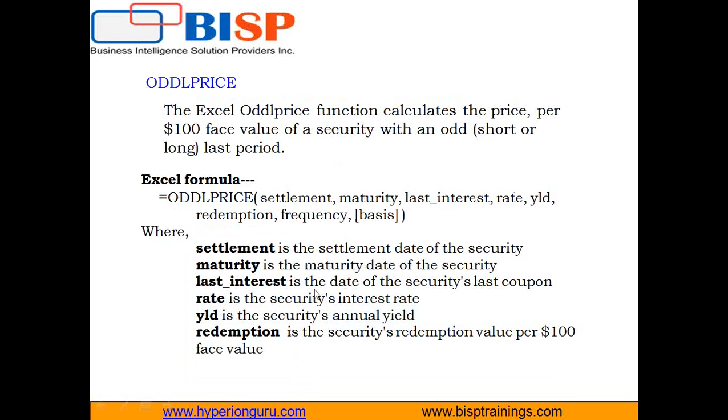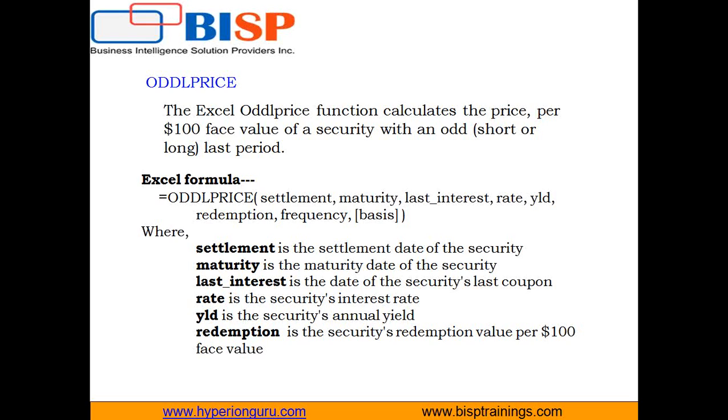The next function I am talking about is the ODDLPRICE function, and it is used for calculating the price of a security with an odd last period. Here L is for last period. The bond-related formulas and functions assume that every period is of the same length. Some bonds have irregular first or last periods, though, which means that the payment dates don't fit any of those patterns. For those securities, Excel includes a set of functions you can use to evaluate them.